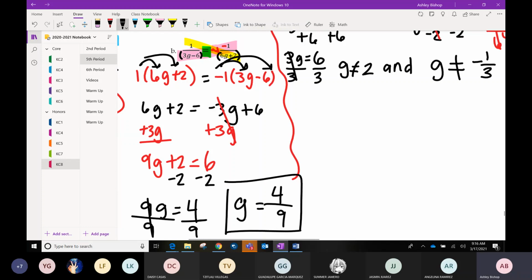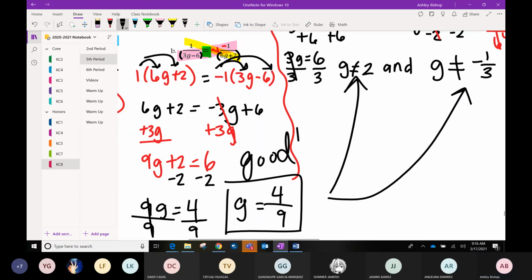And since G is not equal to 2 and it's not equal to negative 1/3, we're good. We're good here. Any questions so far?